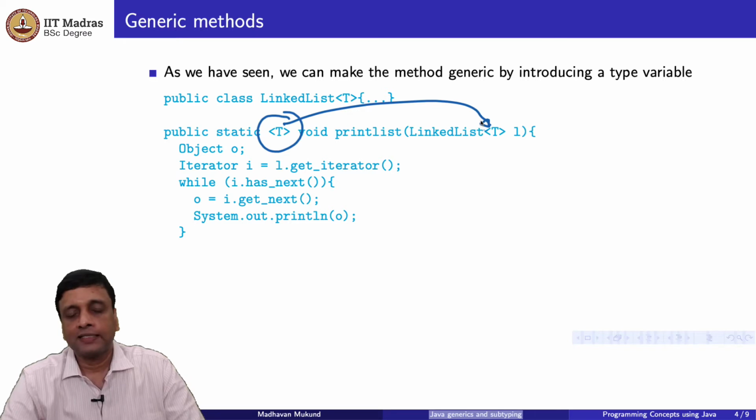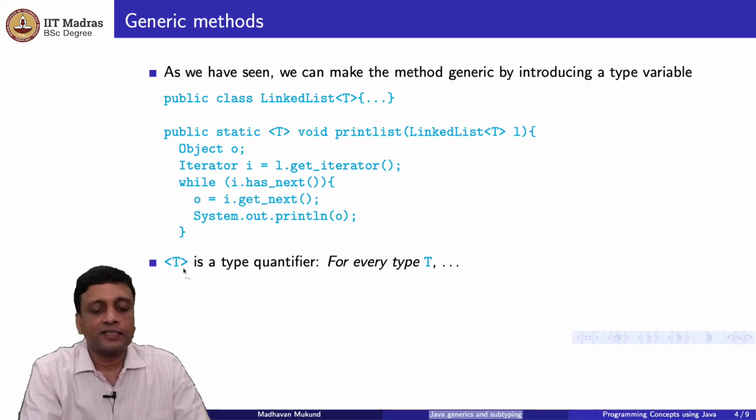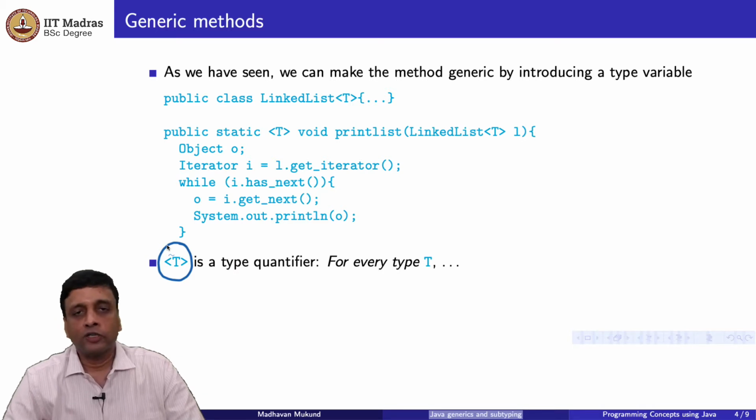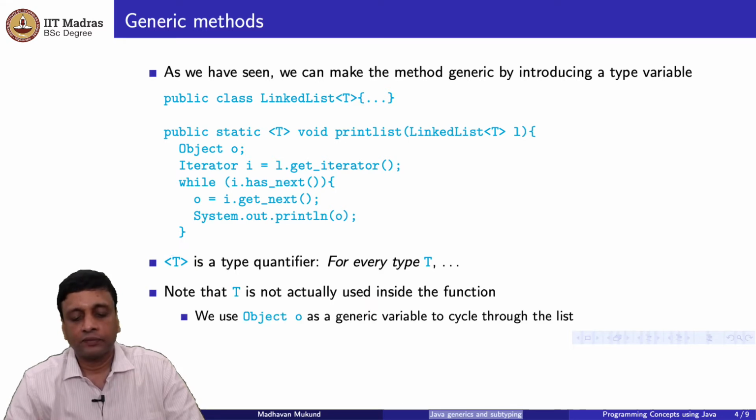So this is a generic function, as we saw in the previous module on generics. And this angle bracket T is what we call in logic a quantifier. It says for every type T this function works. Right? So for every type capital T, this is a function which will print a list whose underlying objects are of type T. So this is, of course, one standard way of doing it, which we have already seen.